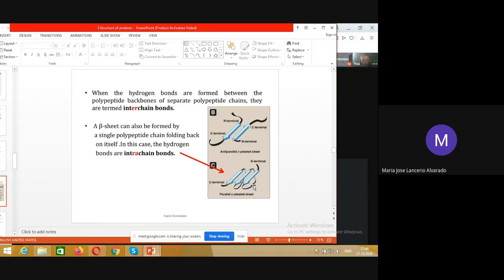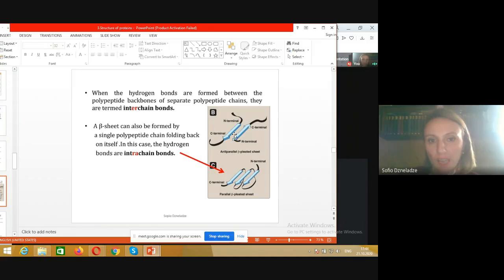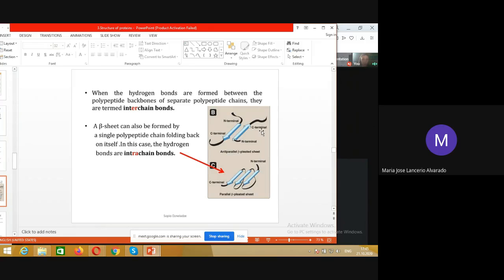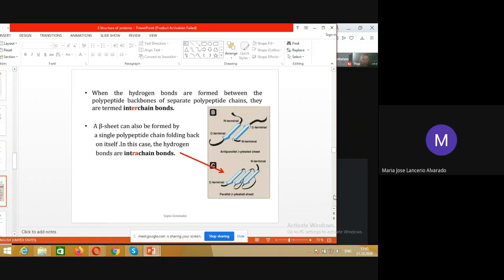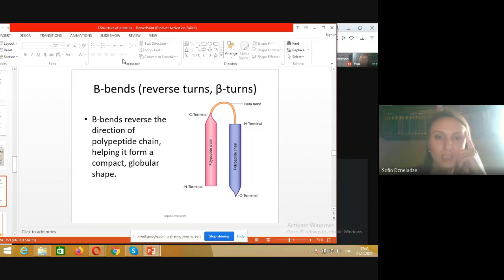Okay. Is it clear or not? Yes, it's clear. Between different, separate polypeptides, the bonds are interchain bonds, but intrachain bonds are inside the one polypeptide chain, folded many times. Okay, and what is the beta turn?